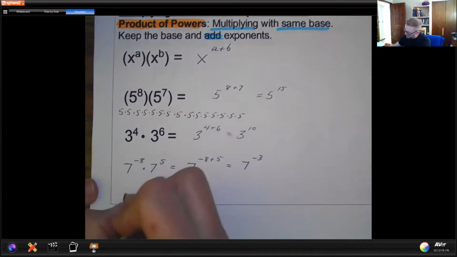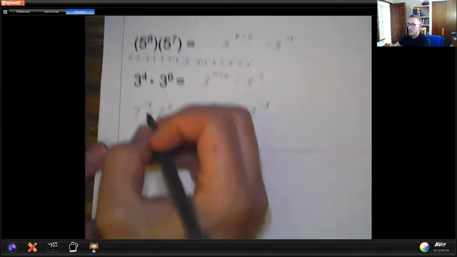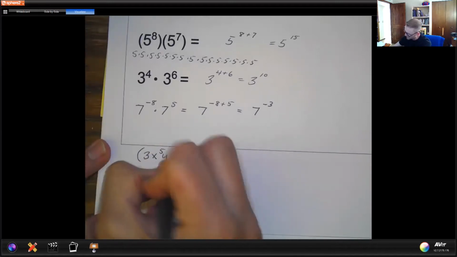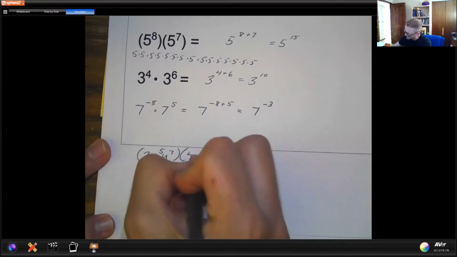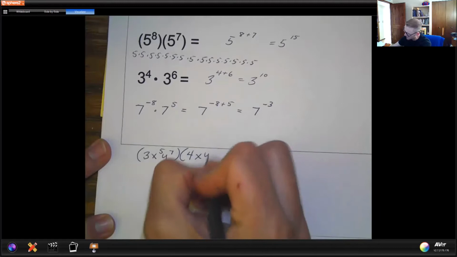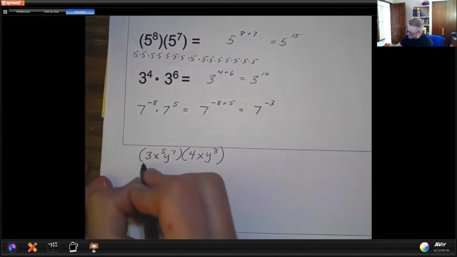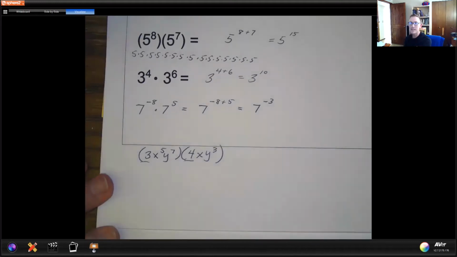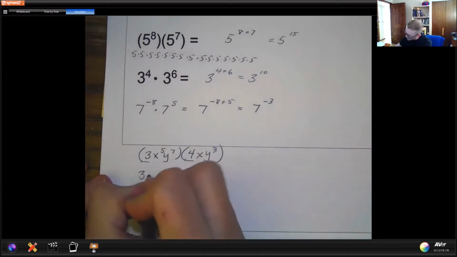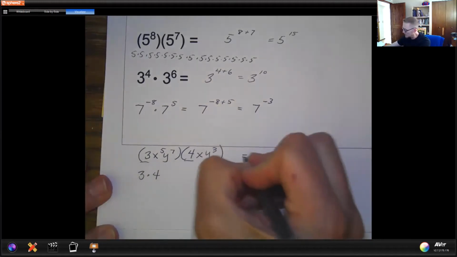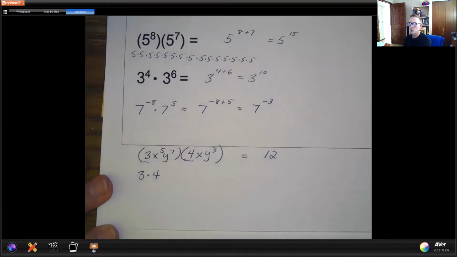Now, what if I have something that's a little bit more advanced than even that? So let's go ahead here and look at this. 3x to the 5th y to the 7th, parentheses, 4xy to the 3rd. So this is going to be a more intense problem of multiplication. The coefficients in front multiply independent of any exponent rules because they're just plain old numbers. So that becomes simply 3 times 4. And 3 times 4 is 12. So the number in front is 12.